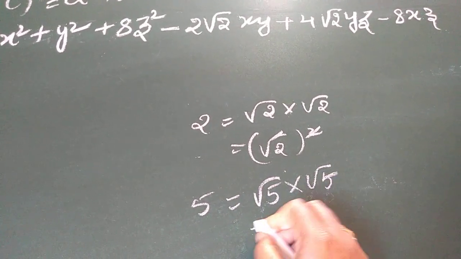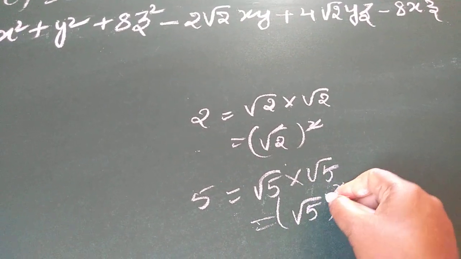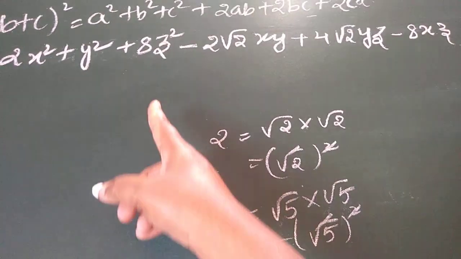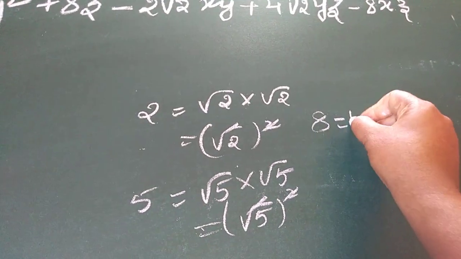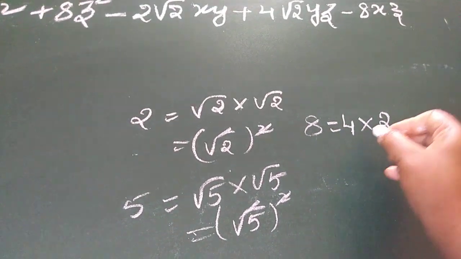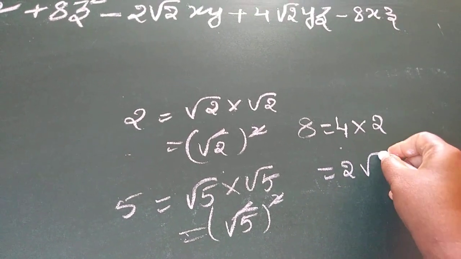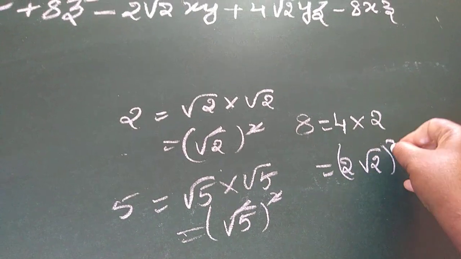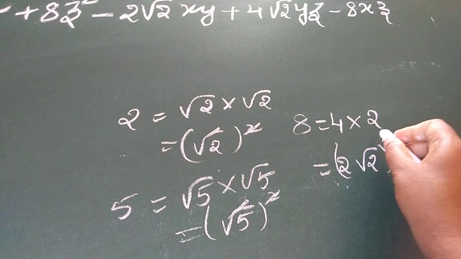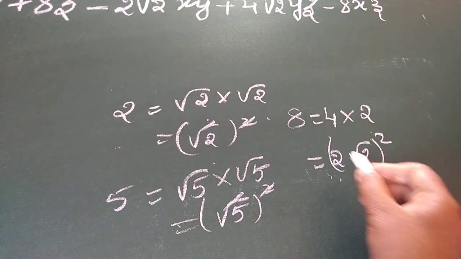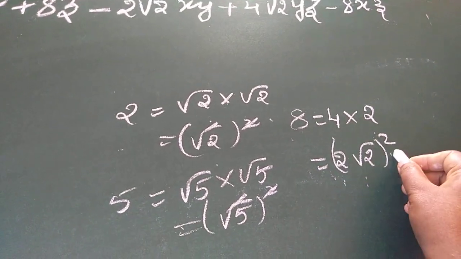What it will become? Because 5 is not a perfect square, no children. So we can write in this manner also. (Root 5) whole square, 5 gets cancelled. But how to write 8? 8 is a multiple of 4 and 2. Isn't it? But 4 is a perfect square, hence I write (2 root 2) whole square. As 4 is a perfect square, no children. 4, whose square is 4? 2. And this 2 can be written as root 2 into root 2. Hence (root 2) square. So 8 means (2 root 2) whole square.